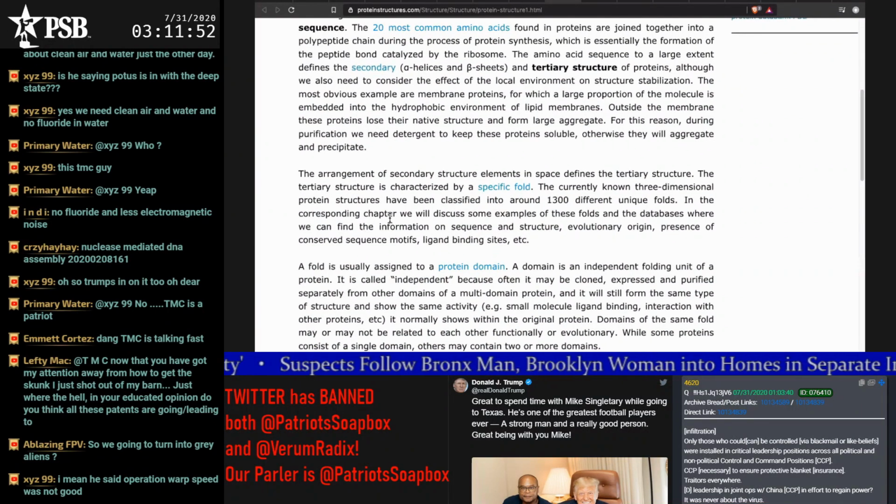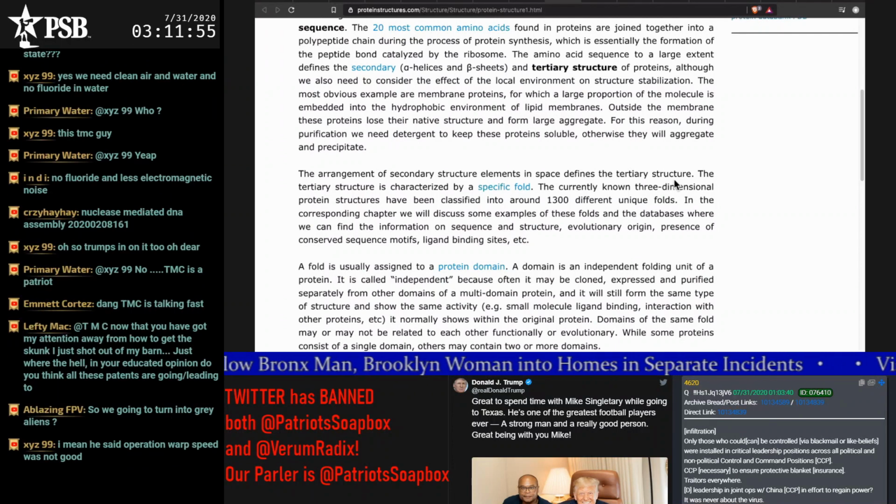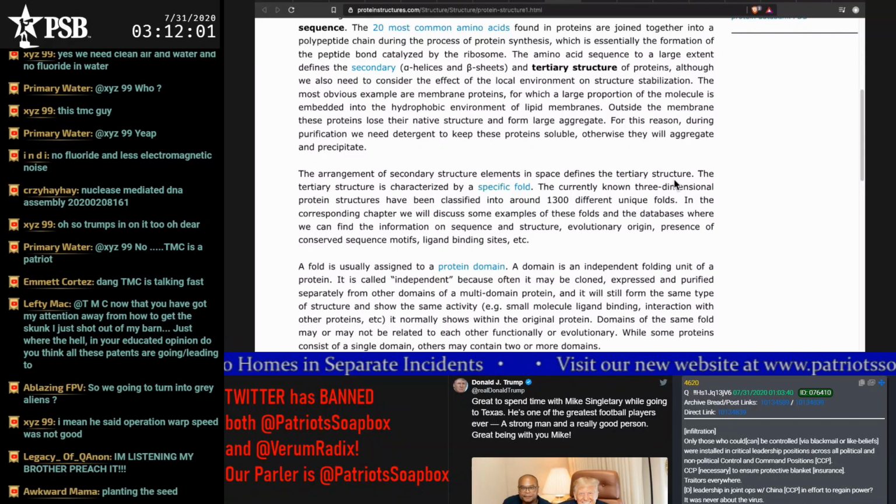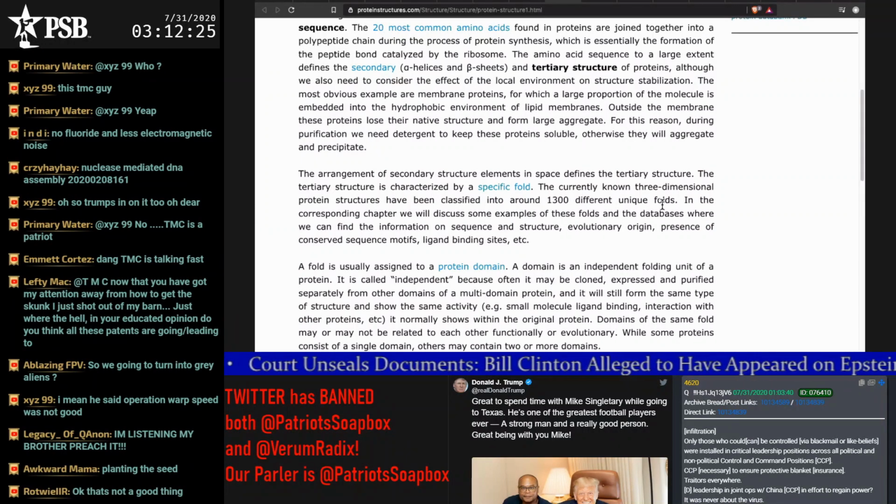Secondary structure elements, right? Define tertiary structures. So now we're getting into how a protein, if it's just a strand of DNA, once the DNA is made, it's replicated, it's a long rope-like structure, then it's going to fold into a unique structure, into a unique formation that makes a specific type of protein. There are currently known three-dimensional protein structures that have been classified into around 1,300 different unique folds. So they've classified the proteins into about 1,300 different unique folds.